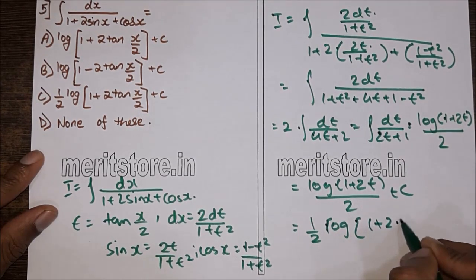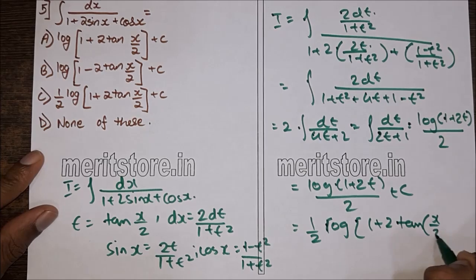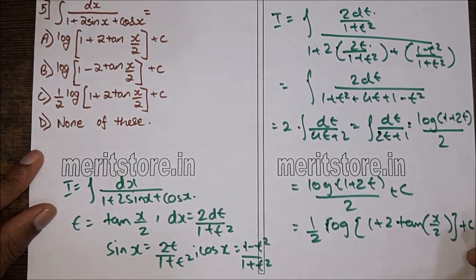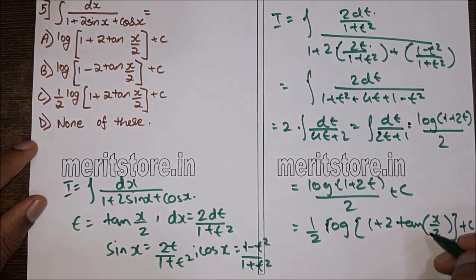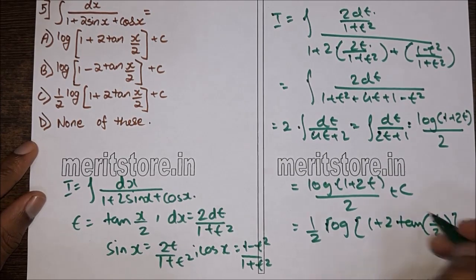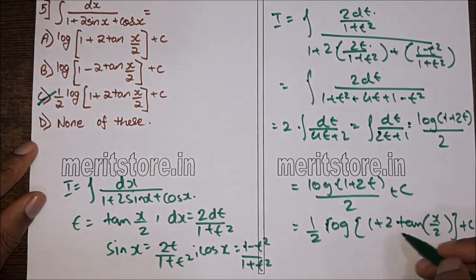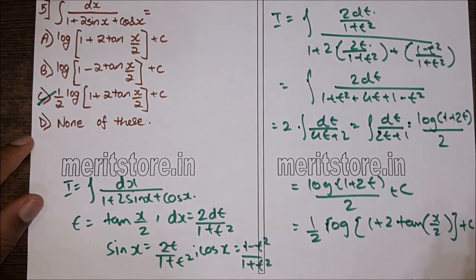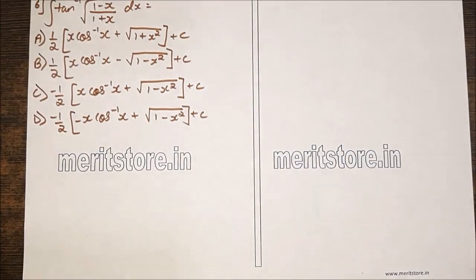Resubstituting the value of t back as tan x by 2, we get 1 by 2 log 1 plus 2 tan x by 2 plus c. If we see, our answer matches with option C, that is 1 by 2 log 1 plus 2 tan x by 2 plus c. Therefore option C is the correct answer.